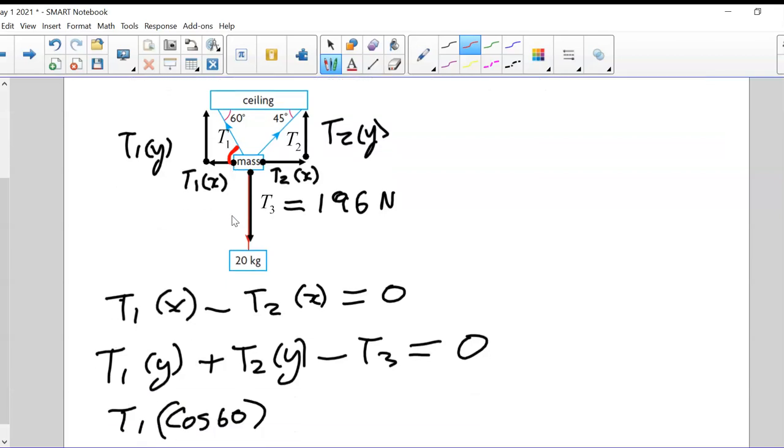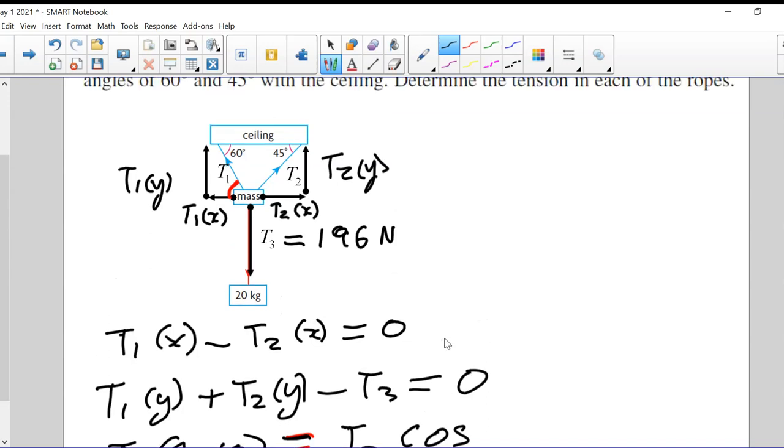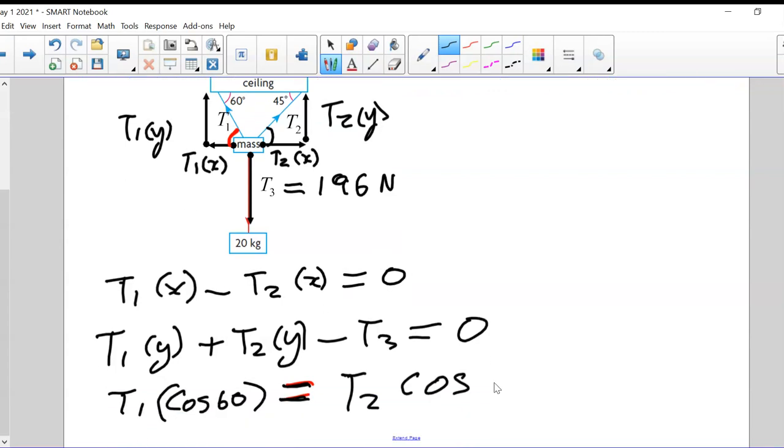well, that's cosine. It's going to be T1, whatever T1 is, multiplied by the cosine of 60. And in fact, I'm going to set it equal to the T2 times the cosine of, well, let's look at what T2 is. Remember, it's 45 degrees up here. That means it must be 45 degrees inside here as well. So T2 cosine of 45.